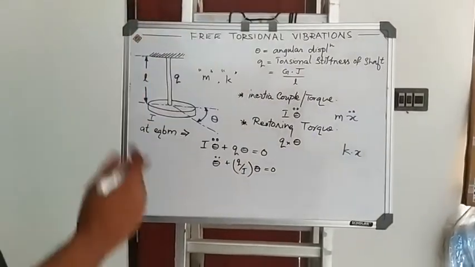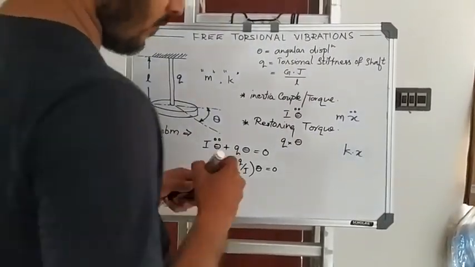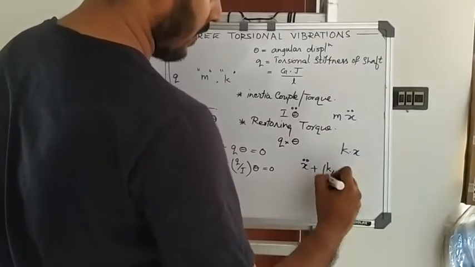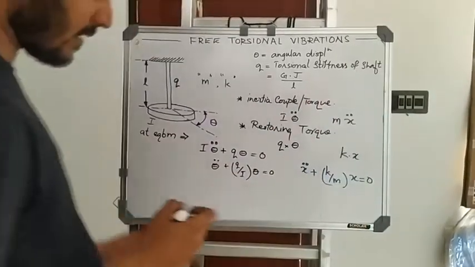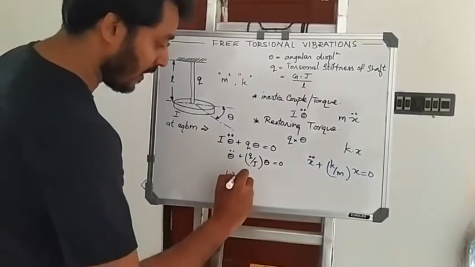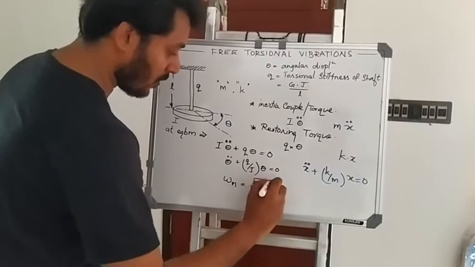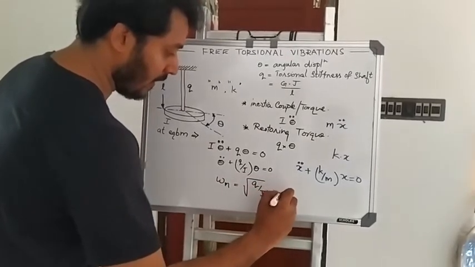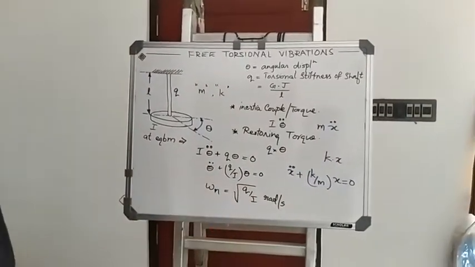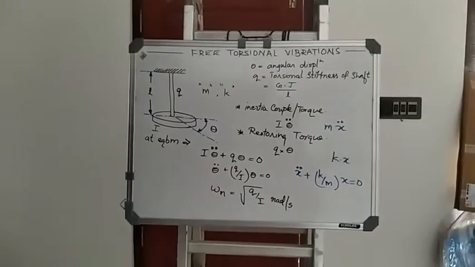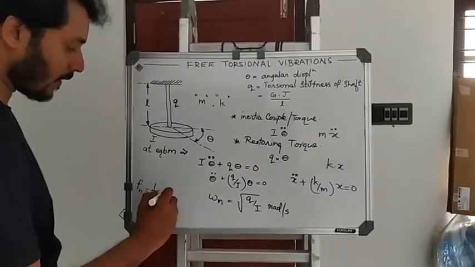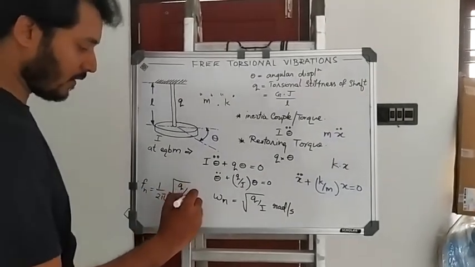Comparing this equation with the translatory case in which we had x double dot plus k by m into x equal to 0, we can directly write the value of natural frequency omega n as root of q by I radians per second. Omega n, which is the natural frequency, is root of q by I radians per second. This natural frequency can be written in hertz as 1 by 2 pi square root of q by I.